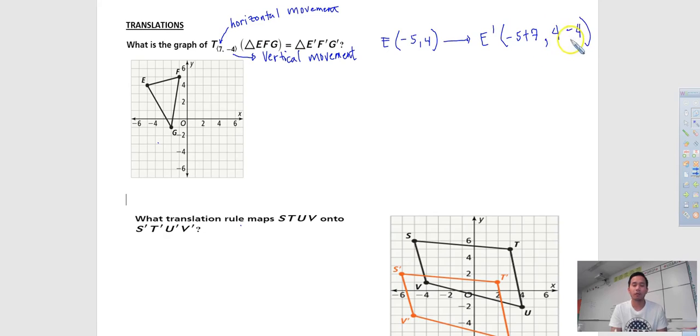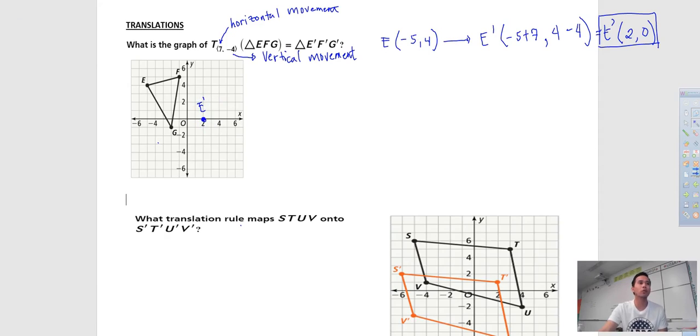Sir, where did you get 7 and -4? It's from this translation here. It moves horizontally 7 units, and then it moves vertically 4 units. So your E prime is 2, 0. Okay, so this is our point E prime, which is 2, 0. So I can graph that. This is our E prime.